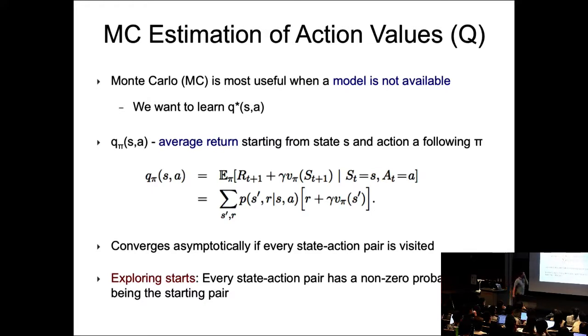And one way to ensure that you have convergence is to do something called exploring starts, which is where every state action pair has a non-zero probability of being a starting pair. So you basically put maybe a uniform or whatever distribution you want, just making sure that there's some probability that you'll start at every single state and take every single possible action.